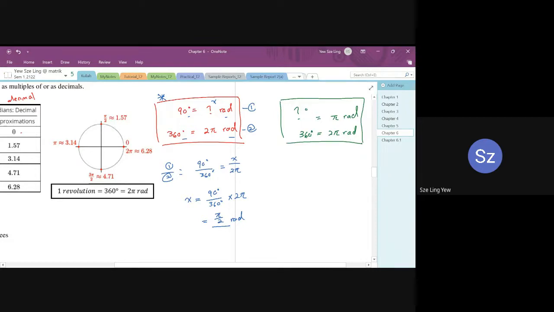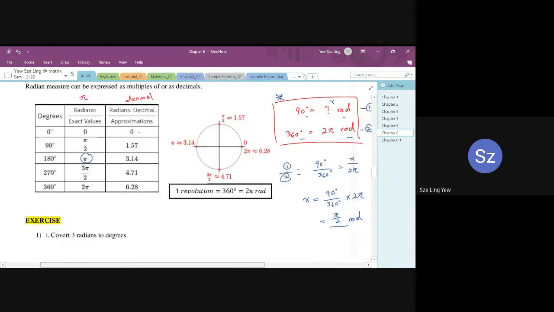So what are we going to do? We use equation 1 divided by equation 2. So again, we have x over 360 degree equals to pi over 2 pi. Rearrange the equations, you're going to get x equals to 180 degree. So this is how you do unit conversion, converting from radian to degree, and from degree to radian.